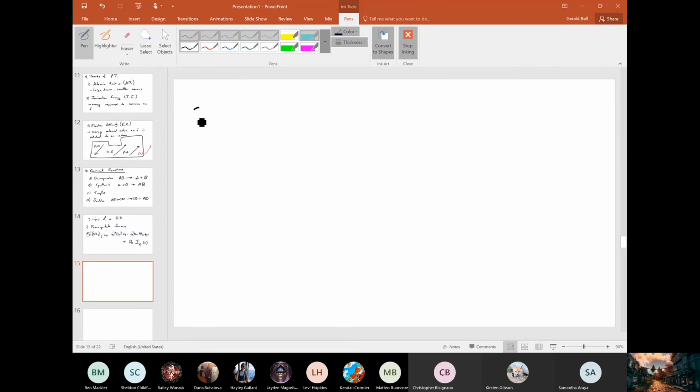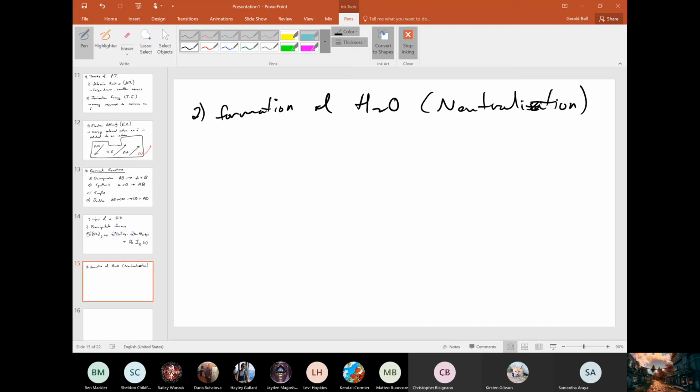Next one, formation of water. And this is a neutralization reaction, right? Like I spelled neutralization wrong. There we go. So formation of water comes from an acid plus base. Water and a salt. And that is the case because acids have the H plus and a base has the OH minus, and you put that together and you get H2O.